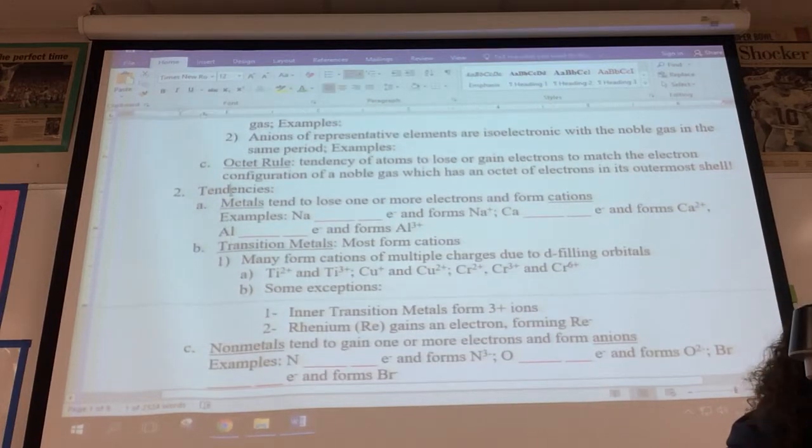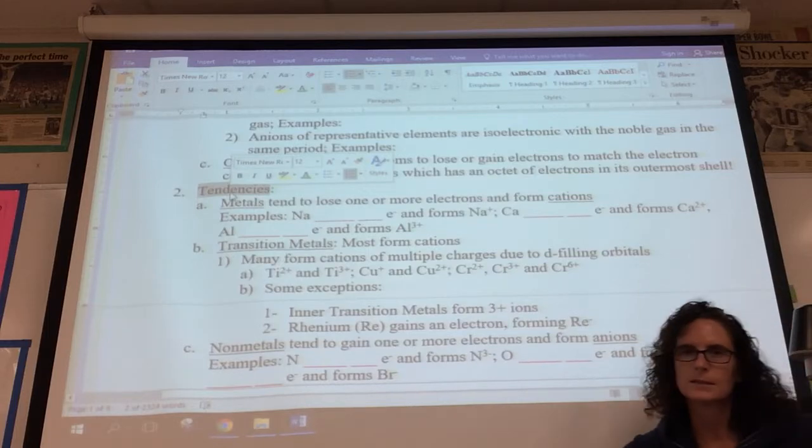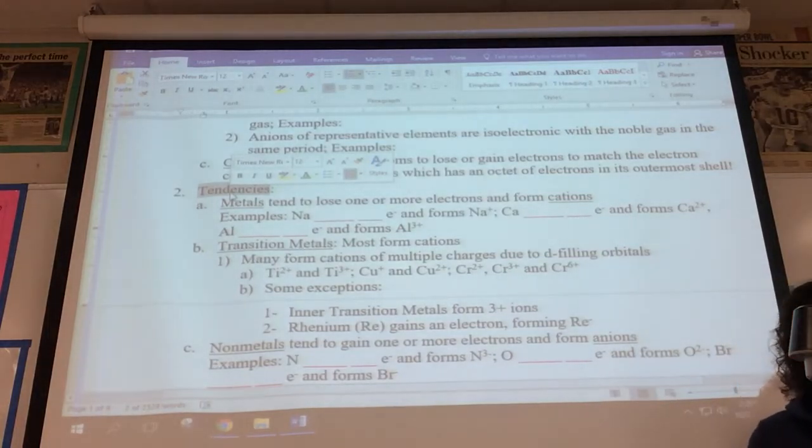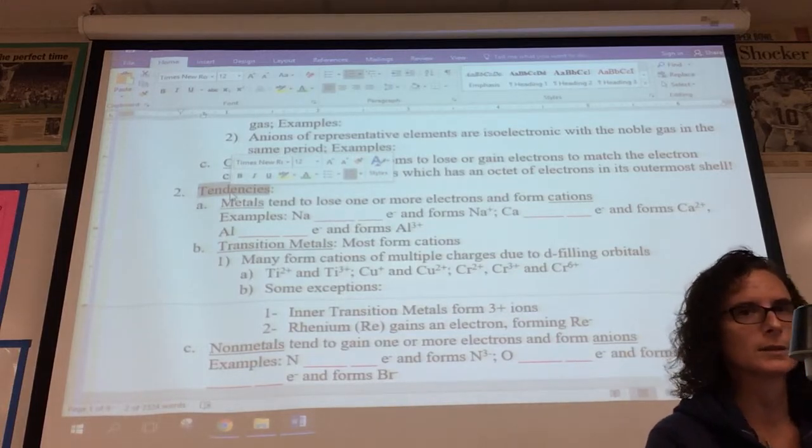All right, so let's look at tendencies of elements on the periodic table, and it's different for metals and nonmetals. But before we go on, are there any questions?